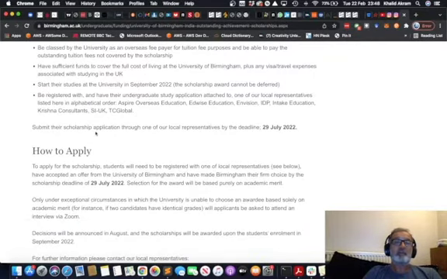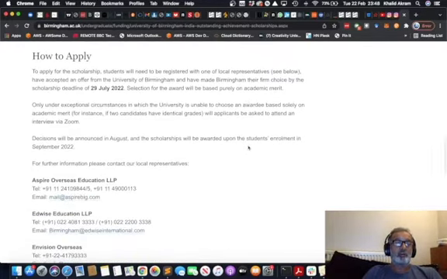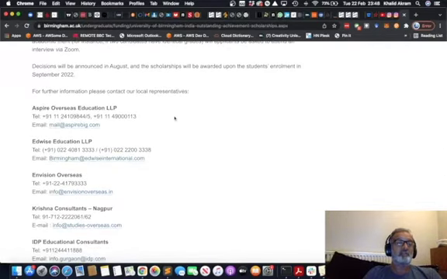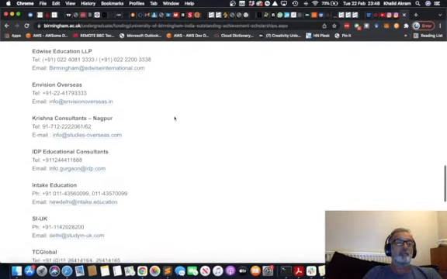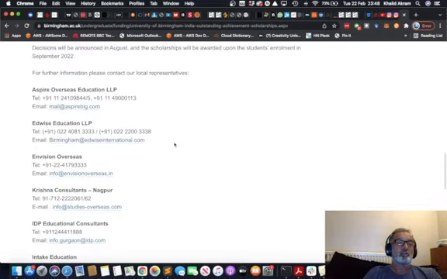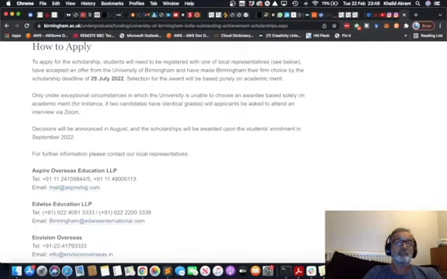Submit the scholarship application to one of our local representatives by the deadline, 29th of July 2022. So there's quite a bit of time for this one. This is one that's probably worth considering. And these are the local representatives in India who can assist. All these are India numbers. 91 plus 91 is the code for India, right? So you can contact some of these people about these scholarships.